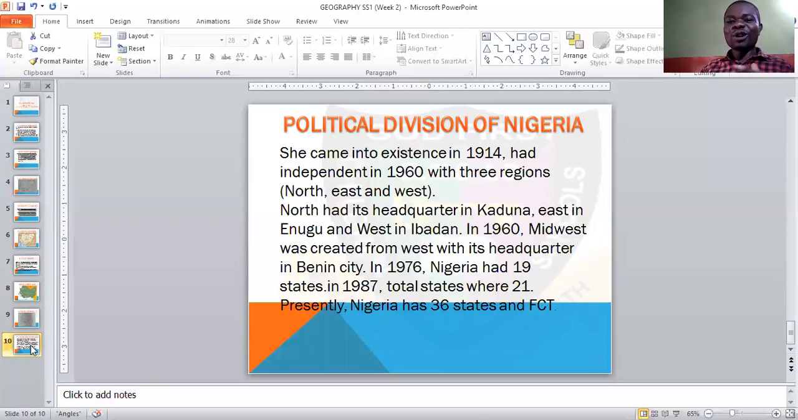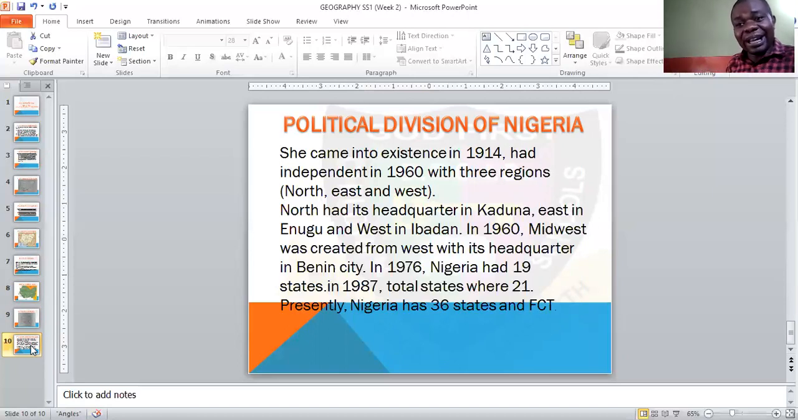But then it was just three, the North, the East, and the West. Not now that we have six geopolitical zones: southwest, southeast, northwest, northeast, north central. But it was just three as at that time. So in 1960, Midwest was created, having Benin, that is Edo State now.